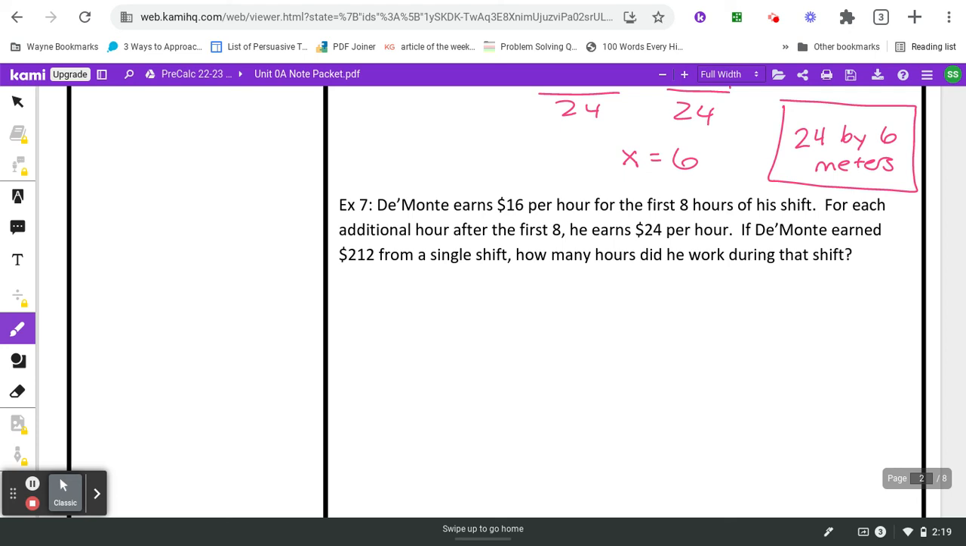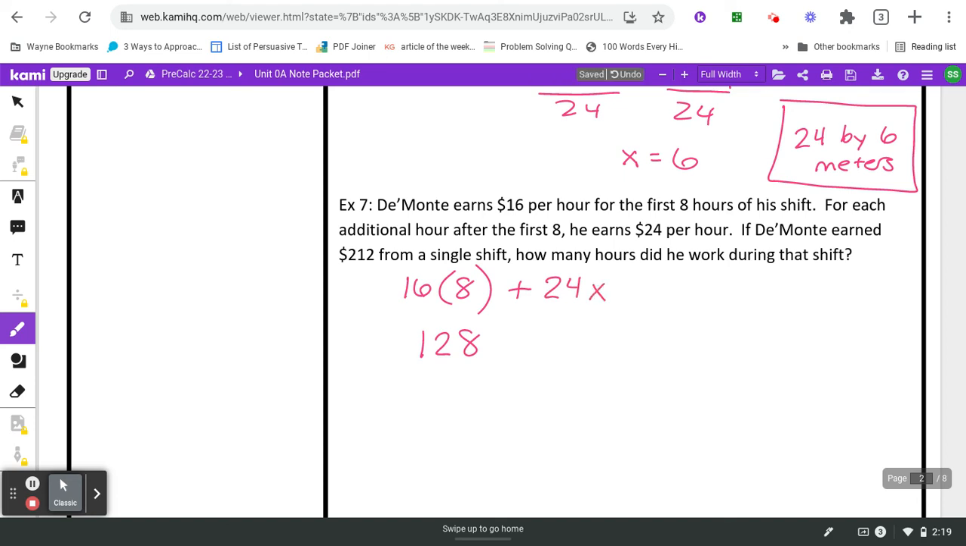I'm going to go ahead and do mine as an equation, just to show you how it's done. So we'll first figure out how much he makes for the first 8 hours. So it's $16 an hour times the 8 hours he works. I'll multiply that together to get 128. Then we got to figure out his overtime. He makes $24 per hour, but we don't know how many hours he works.